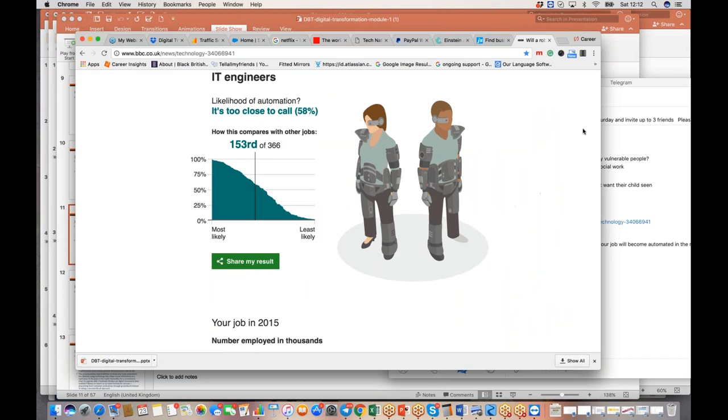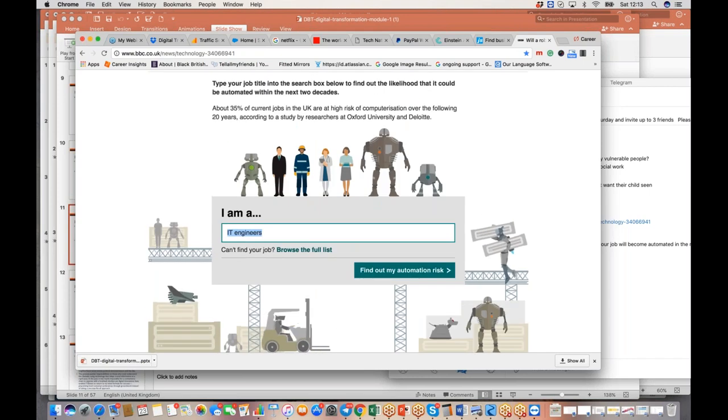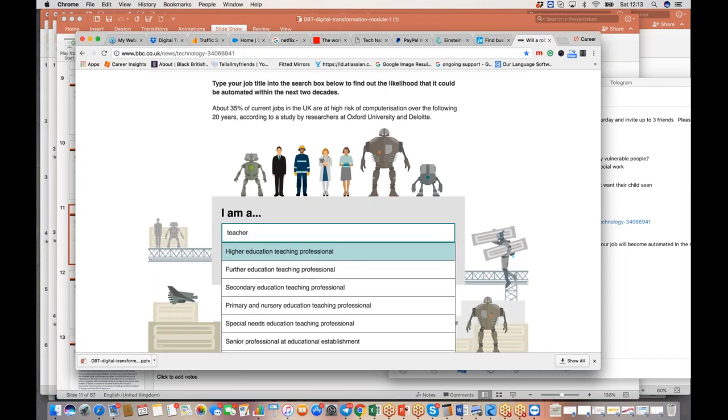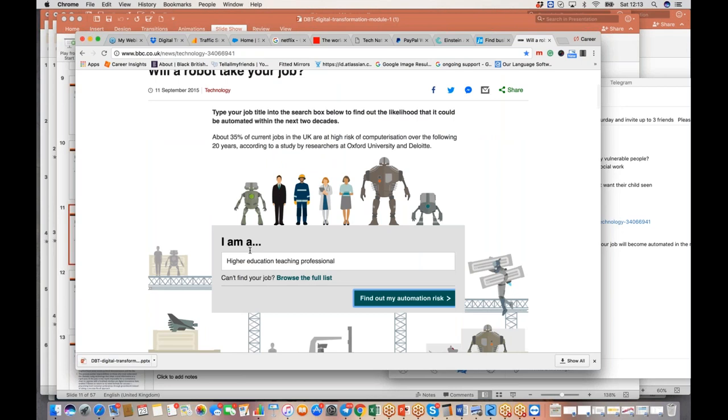58% chance that your job will be taken away by robots. So basically you have to digitize your skills. It's just that simple. You just need to digitize your skills. Okay. So what else is there? Teacher. Higher education teaching professional. Oh, there are so many ones. Let me just click on higher education and see. But I doubt it. Yeah, very unlikely, but you always need teachers.